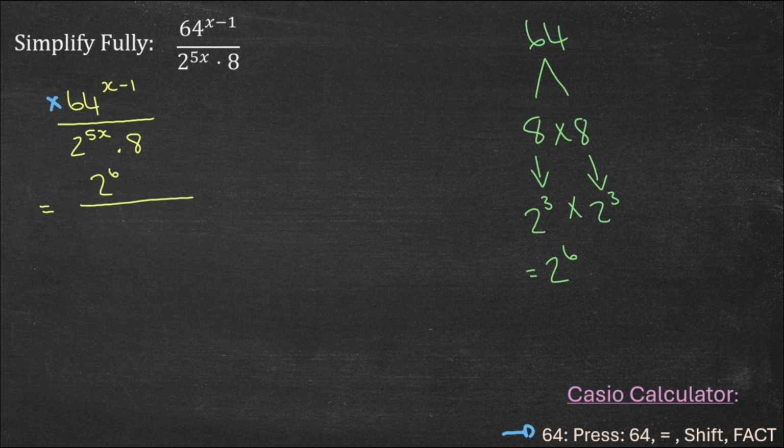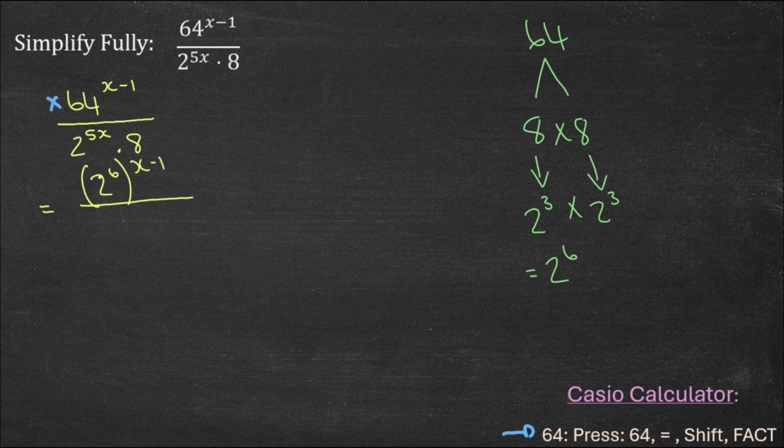But now something very important that you must remember. This exponent here, this x minus 1, applies to this whole 64 here. So what you're going to do is to write this 2 to the power of 6 in brackets, because this 2 to the power of 6 is equal to that 64. And then this bracket shows that this whole exponent applies to whatever is inside this bracket. And this bracket is equal to 64.